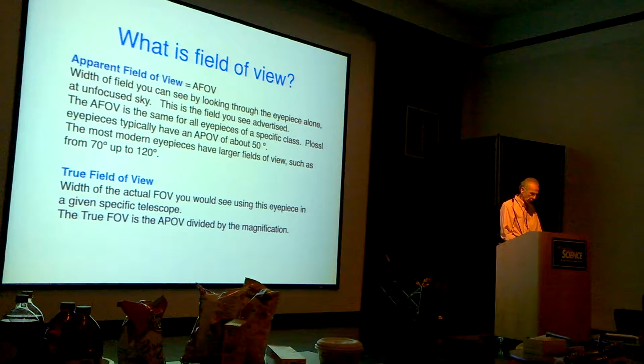The true field of view, if you actually see through a telescope, depends on the telescope that you put that eyepiece on. The true field of view is the apparent field of view divided by the magnification.